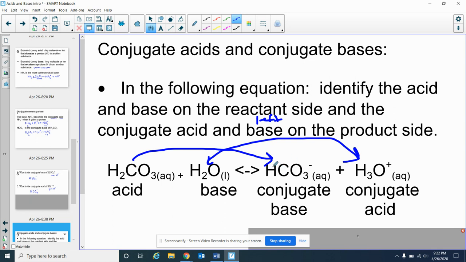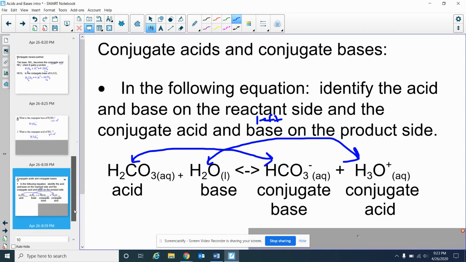And the same thing here, this conjugate base, to become this, it has to gain an H. So the conjugate base gains an H to become the acid. Okay, so it's a reversible process. The acid becomes its conjugate base when it gives up an H. The base becomes a conjugate acid when it gains an H. And then going back this way, this would be the acid and this would be the base.